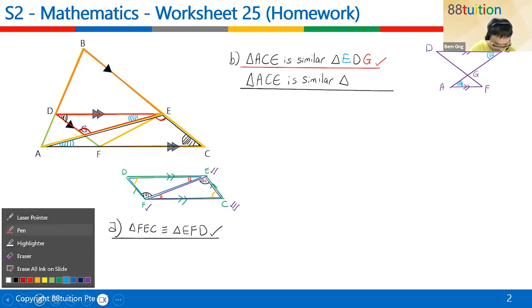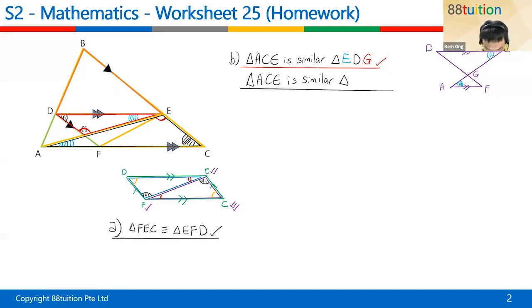Angle black down here. Can you see angle black down here? Angle black shaded is actually equal to the Z rule again down here. And the last angle G, the red color, is equal to here. Why? Vertically opposite angles. Do you see that?